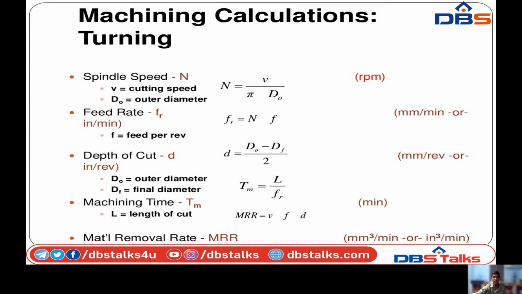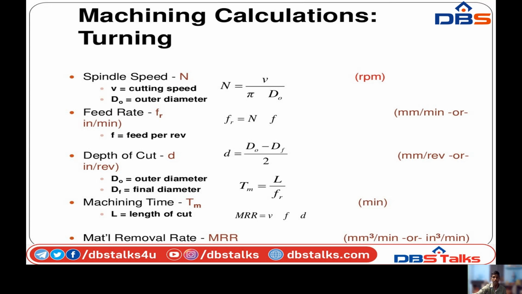Machining calculations. Machining calculations for turning: single speed N equals V by pi into D naught. D naught is the outer diameter. V is cutting speed, N in RPM. Feed rate FR equals N into F. N is speed, F is feed per revolution. Depth of cut D equals D naught minus DF by 2. D naught is the outer diameter. DF is the final diameter. Machining time is Tm.